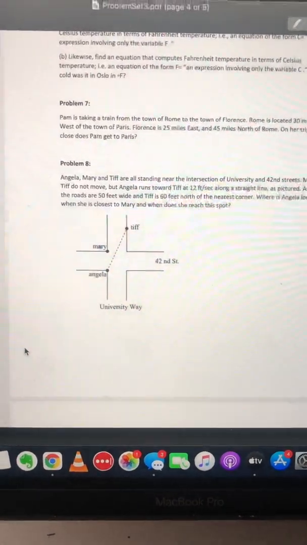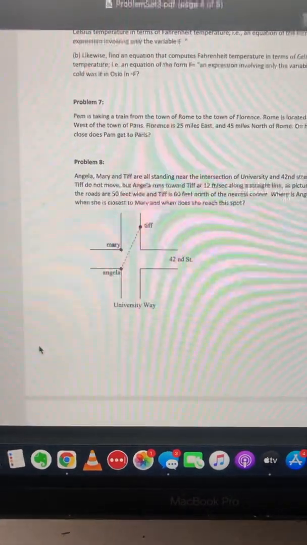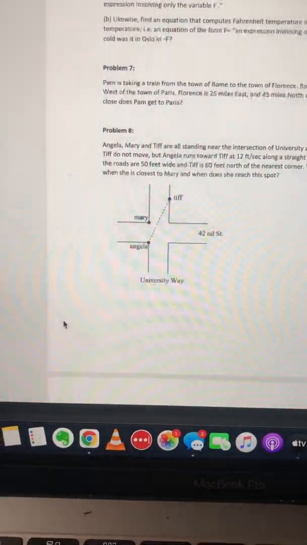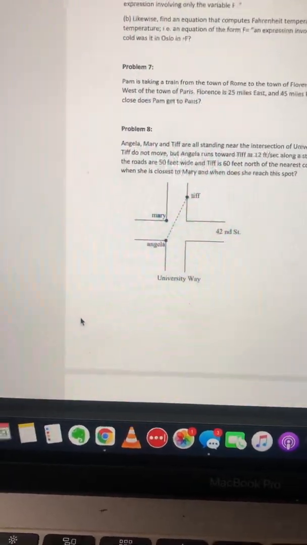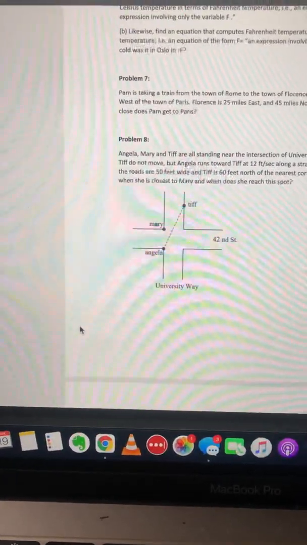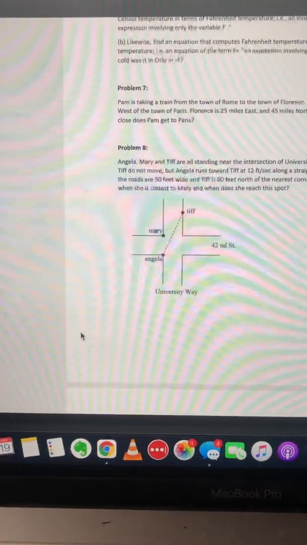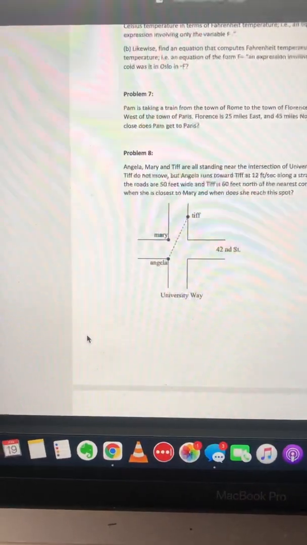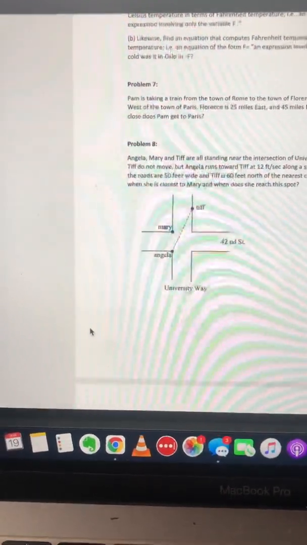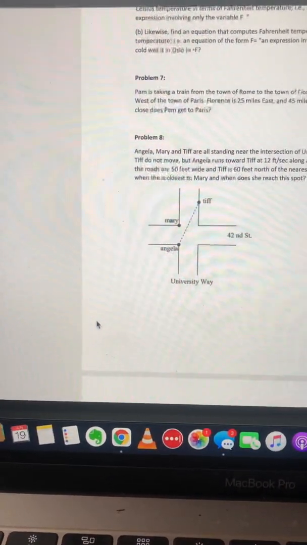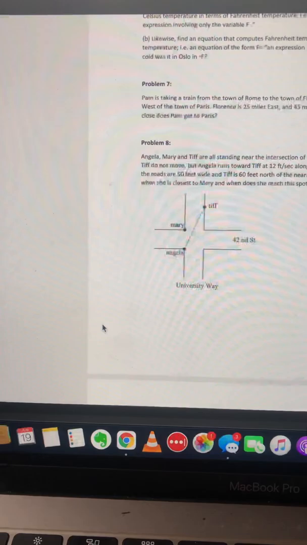Problem 8 has Angela, Mary, and Tiff at an intersection. The intersection is University and 42nd Street. Mary and Tiff are stationary, but Angela decides to run across the intersection at 12 feet per second along a straight line. The roads are 50 feet wide, and Tiff is 60 feet north of the nearest corner.